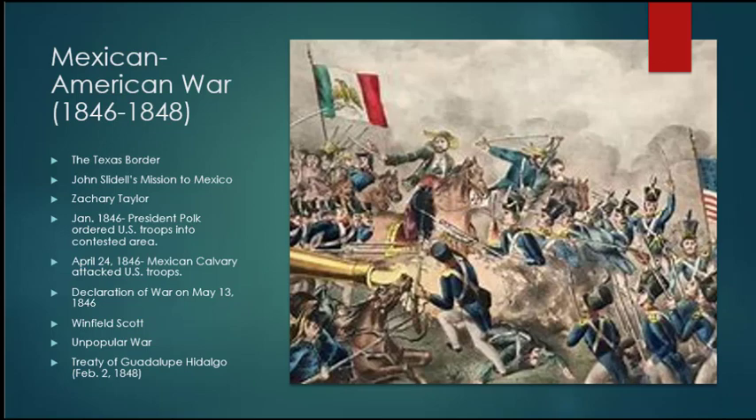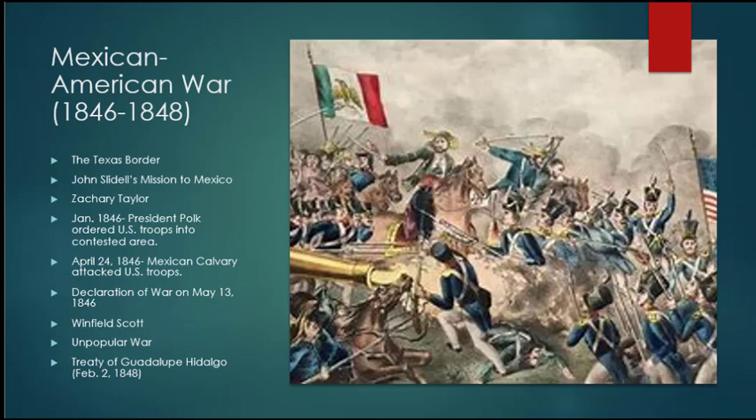But when he gets to Mexico City, the government refuses to receive Slidell. So while this is going on, James K. Polk is preparing for this. He knows that it's not really going to go well, so he sends 4,000 troops, 4,000 men, to the Texas border. They're led by General Zachary Taylor, and they're actually going to go to Corpus Christi, Texas, just northeast of the Nueces River.